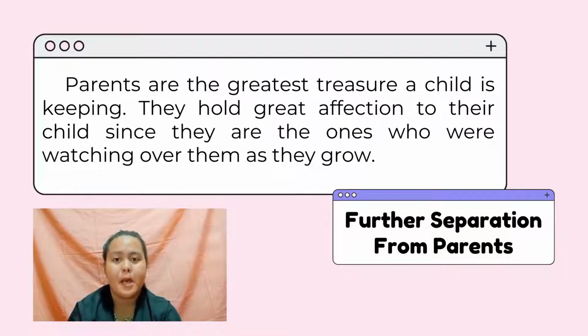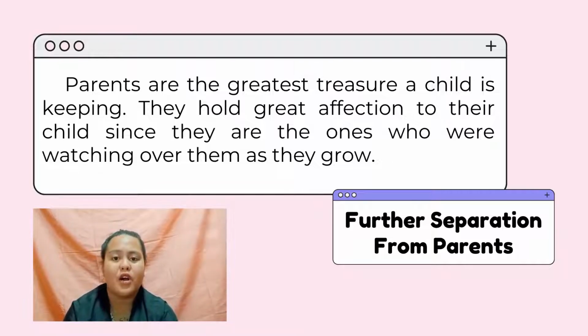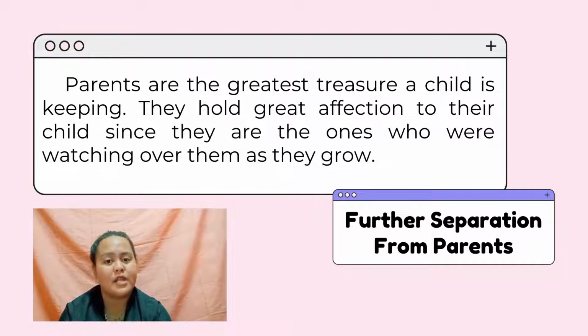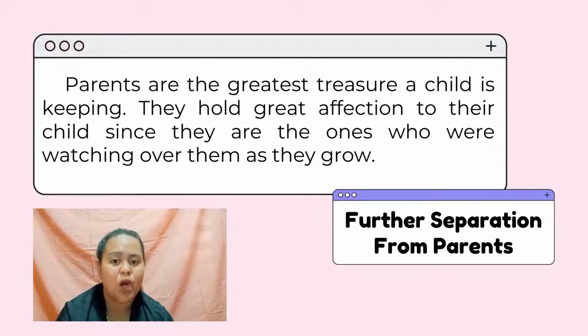Further separation from parents. Parents are the greatest treasures a child keeps. They hold great affection for their child since they are the ones who watched over them as they grew. As the child grows, their affection for their parents also grows, so if a parent is separated from the child, it will cause serious emotional damage. They will feel depressed because they miss the affection their parents gave them. Flashbacks will roll over the child as the separation continues, a quick recall that they can't handle because their bond with their parents grows stronger as time passes.